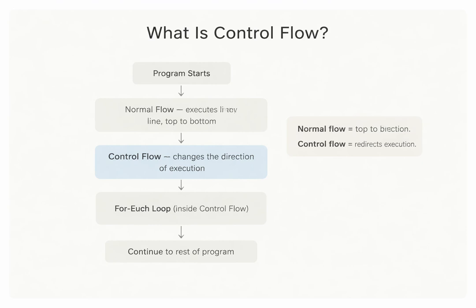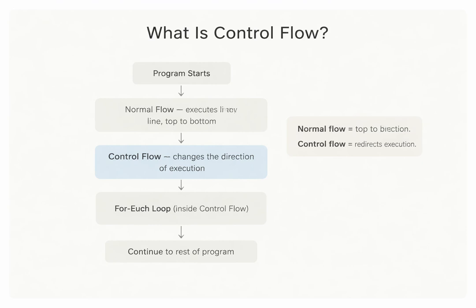Now, to understand the for-each loop fully, we need to understand where it lives, and that is inside what's called control flow. Normal program flow is simple. The computer reads your code from top to bottom, line by line. But control flow changes that. It redirects execution. It can make the program loop, branch, or skip sections.